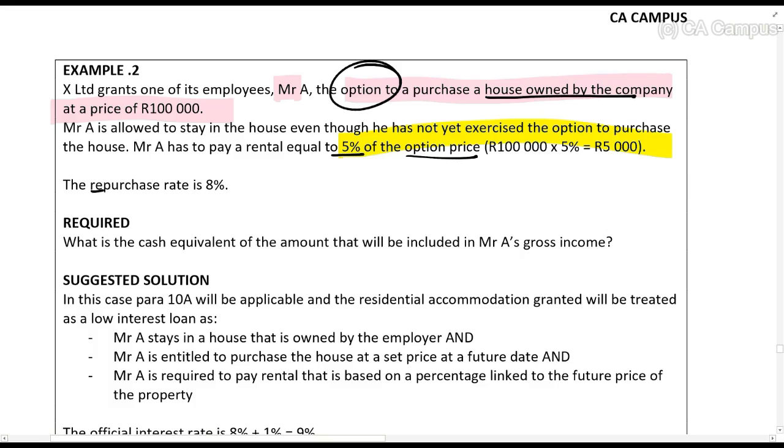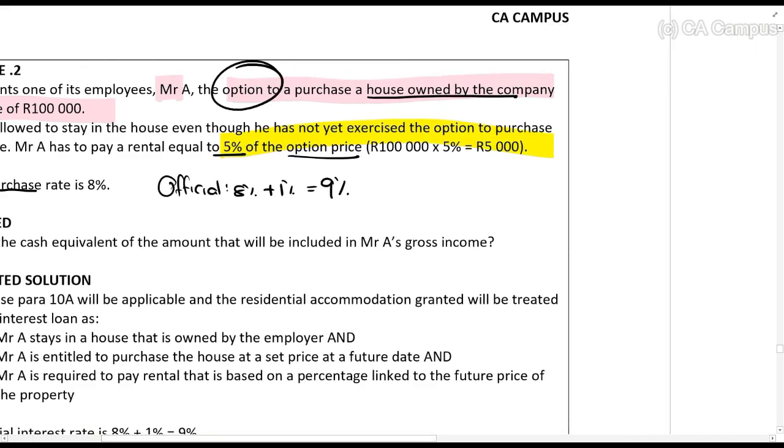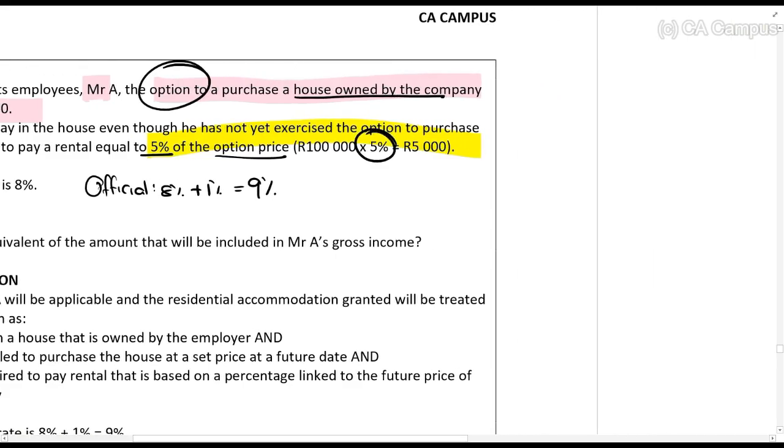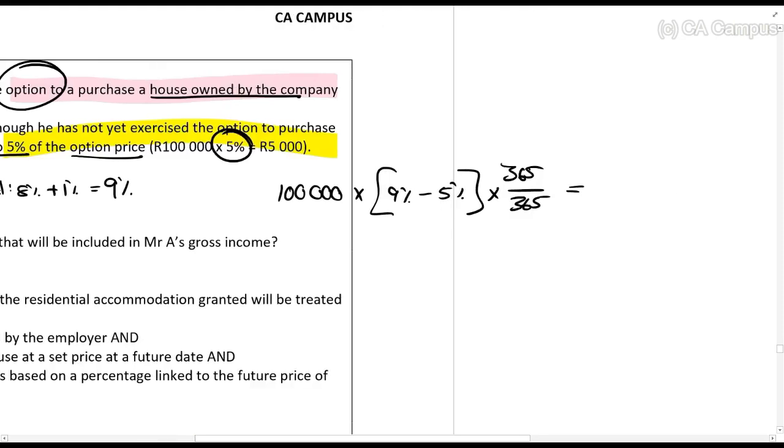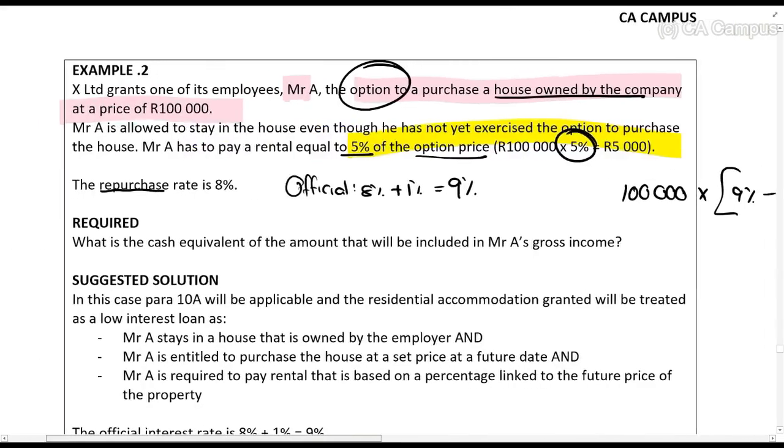Okay, again they give us the repurchase rate. So the official interest rate is 8% plus the 1% that you have to add, giving us 9%. Right, and they've paid 5%. So basically it will look as follows: 100,000 times 9% minus the 5%, and it appears to be for the entire year. And there we go. So that's 4,000 rands.